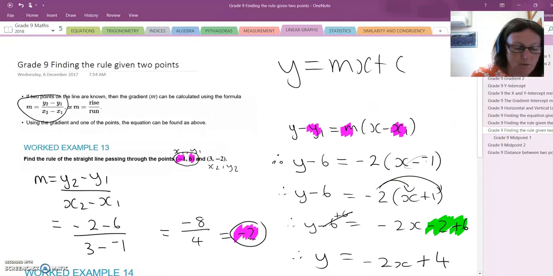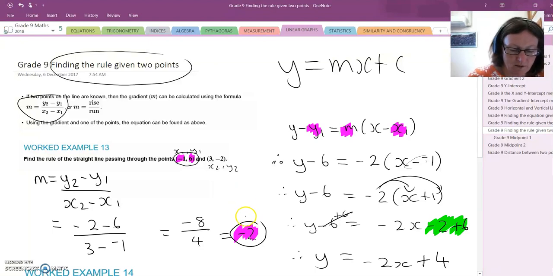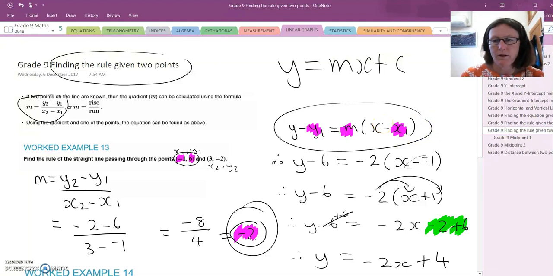So going back to the top, finding the rule given 2 points. First thing that we must do is find the gradient. So we find our gradient, then into our y minus y1 equals m(x minus x1), we substitute our gradient and we choose just one of those points to substitute in as x1 and y1.